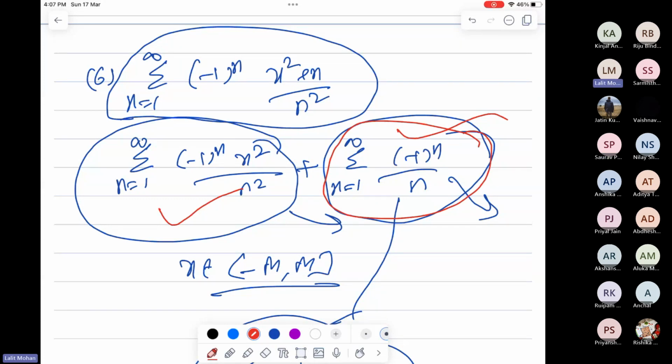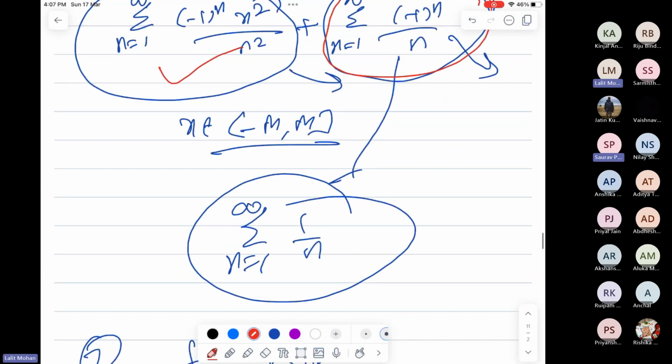This will be a positive number. It may be finite or infinity, it doesn't matter. But this sum is infinity. So the overall sum will diverge. Okay.